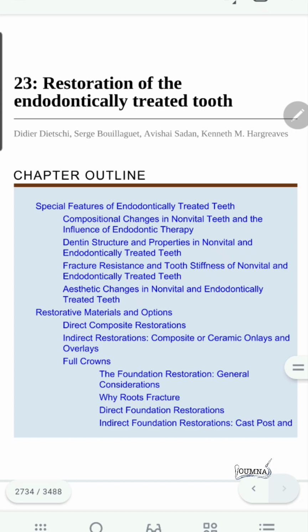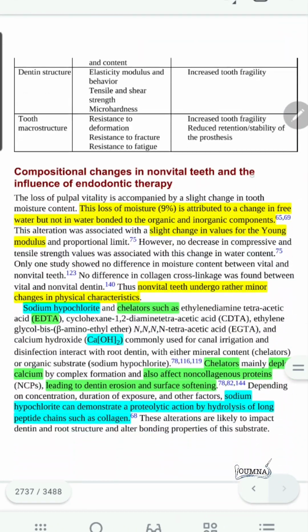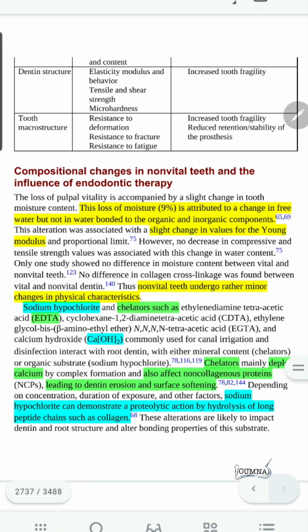How to choose the appropriate restoration considering the amount of tooth that has stayed is what we are going to discuss today. So let's go along. We used to hear that when we do the endo treatment, the tooth loses its water content. But this loss does not contribute more than 99% of the water, and the water that is bonded into the organic and the inorganic components stays and does not dehydrate.